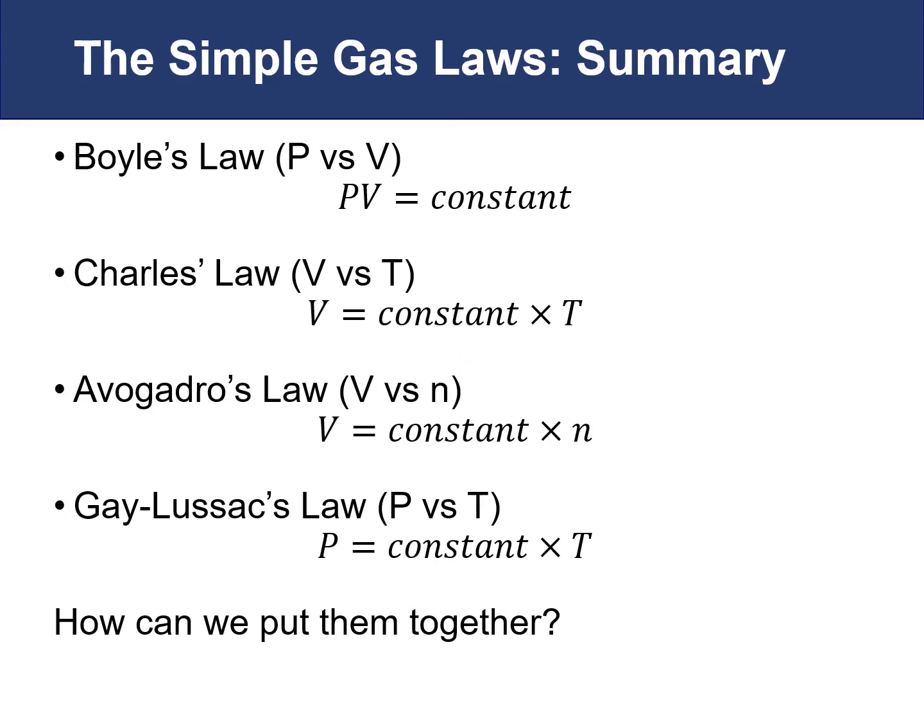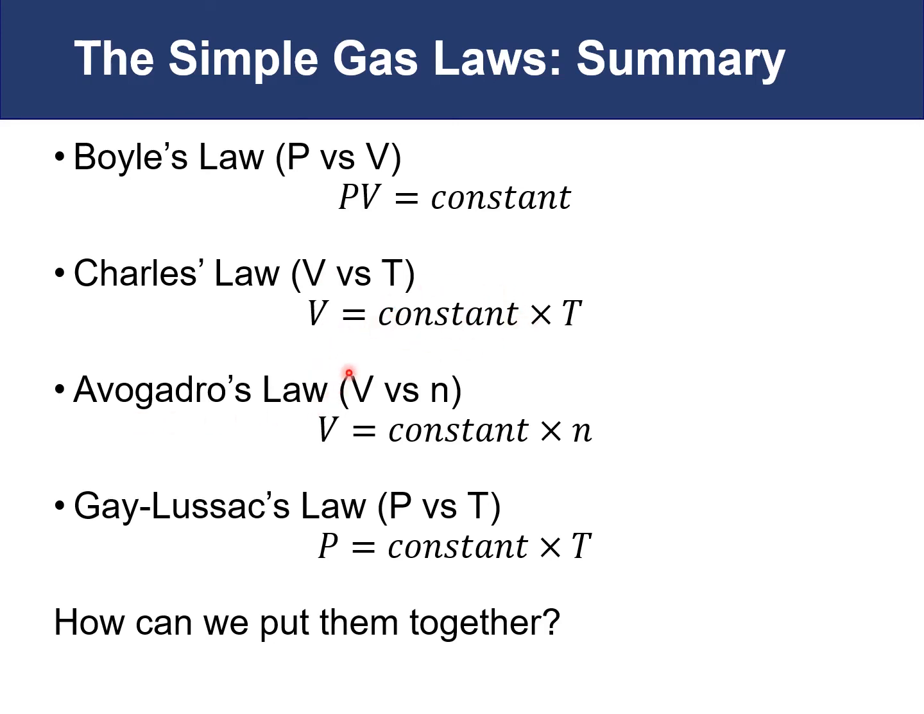So, a little bit of a summary. Boyle's law is pressure versus volume. Pressure and volume are inversely related. So if we take pressure times volume, that's equal to some constant. So this means that as pressure goes up, to maintain the constant, the volume has to go down. Charles' law. Charles found that the volume and temperature were directly proportional to each other. So as one goes up, the other one goes up to maintain the constant.